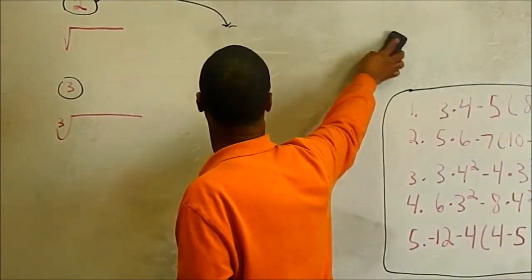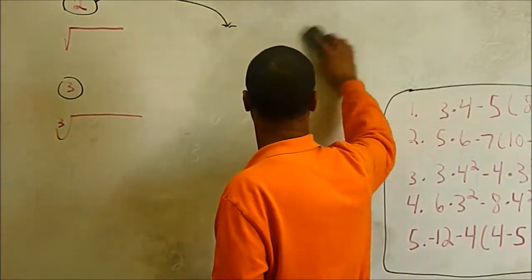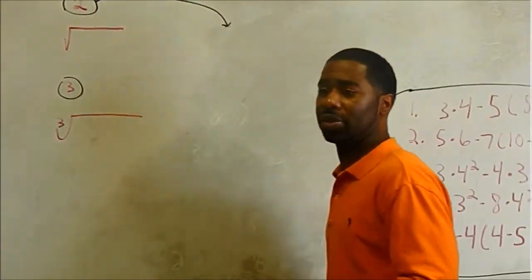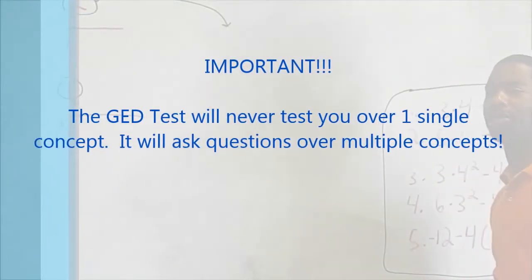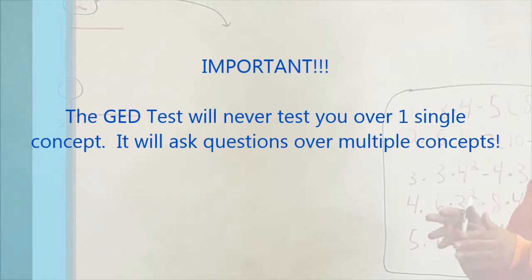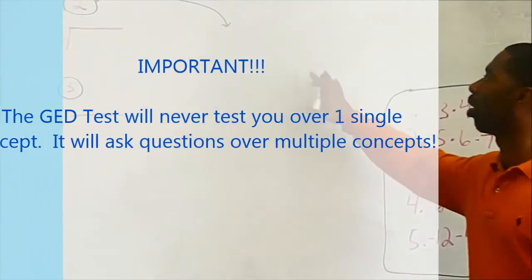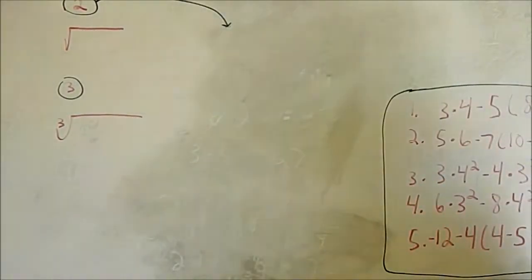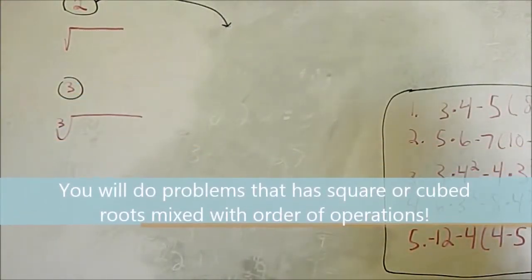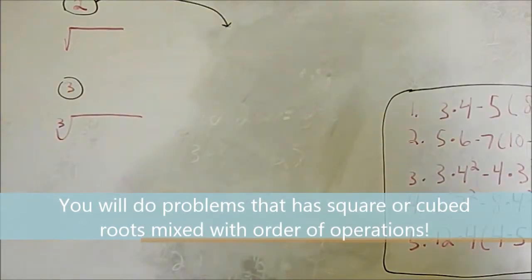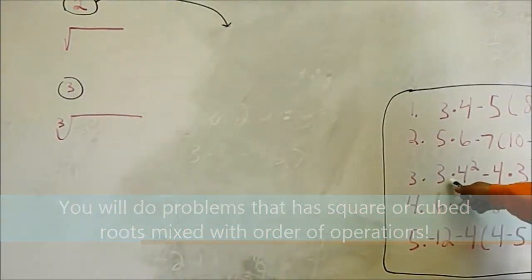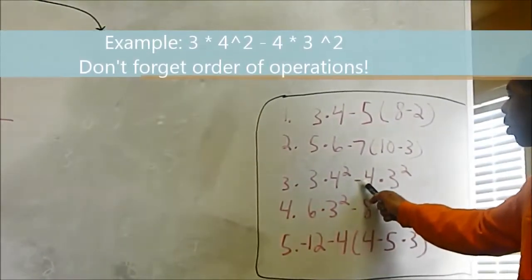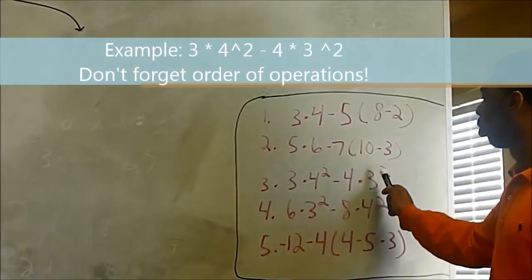Now that we know what squares, square roots, cubes, and cube roots are, and we did order of operations, we know what that is, right? On the test, more than likely, they never test you on a single concept. It's not like they're going to put on there, okay, just find a cube root of this, or, okay, do order of operations. What they say is, let's do one problem where they have to do both. So let's take a look at number 3 up here on the board. 3 times 4 squared minus 4 times 3 squared.